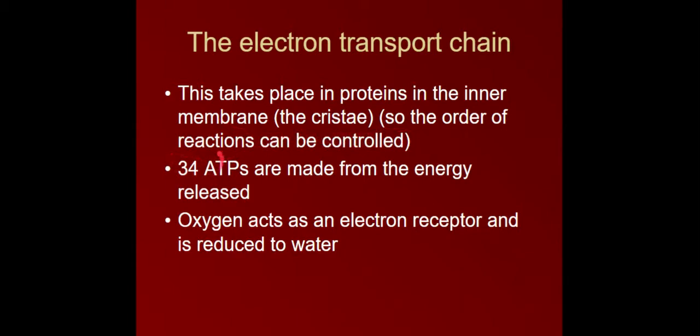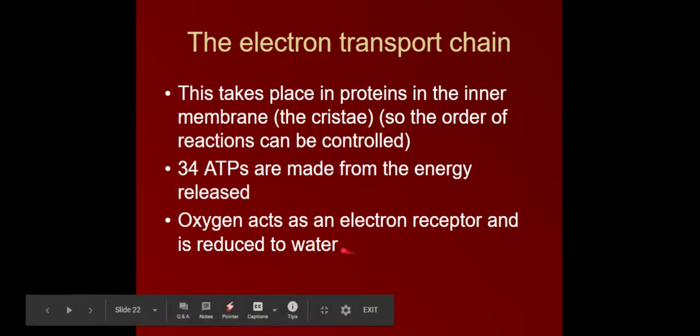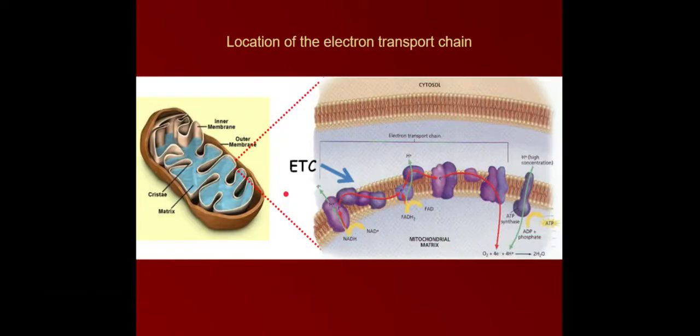34 ATP are produced, and oxygen acts as an electron acceptor and is reduced to water. So we know that the electron transport chain takes place in the cristae. The cristae is here, the folds of the inner membrane, and we can see it on a larger scale here.